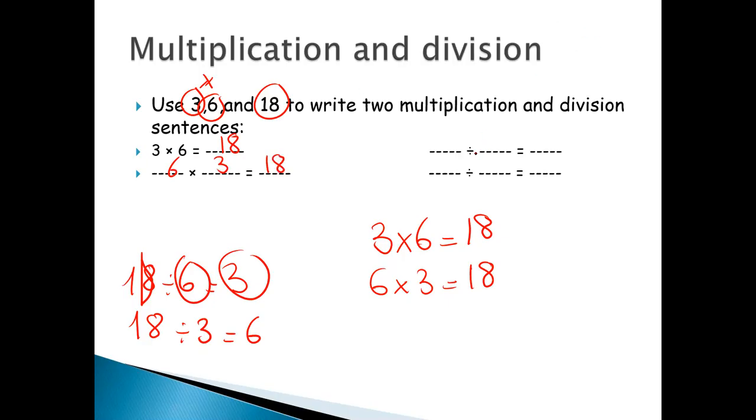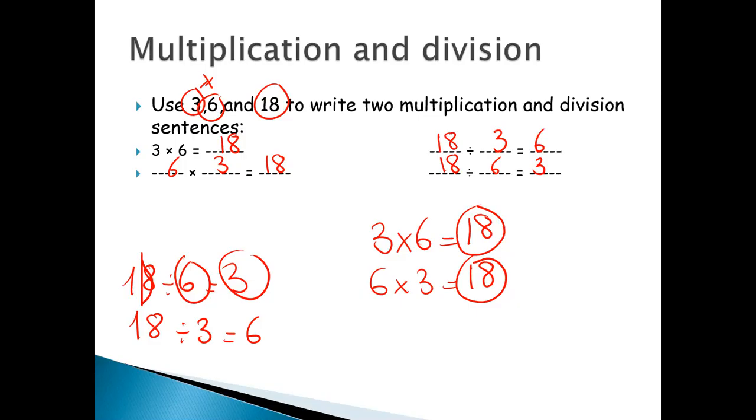So when I say the relation between 3, 6, and 18, if we multiply the two numbers together, 3 by 6, the answer will be 18. And if we switch them, 6 times 3, we get the same answer, 18. Now we want to write 2 division sentences. When I write division, we have to start first with the answer, which is the largest number, 18. Then we can choose either 3 or 6. So here we have to use just 3, 6, or 18. If we wrote 18 and 3, which number is not written? 6. If we wrote 18 and 6, which number is not written? 3.